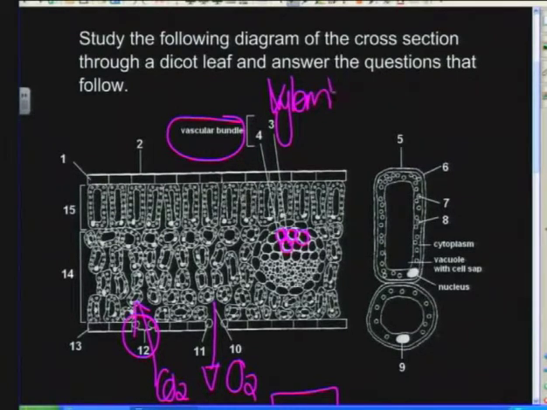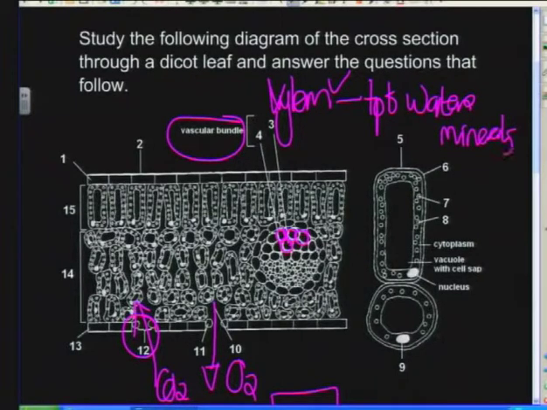For 1 mark, don't forget the rest of the question. What did it say? Xylem and what it transports. It transports, TPT is my little thing for transport, water and minerals.